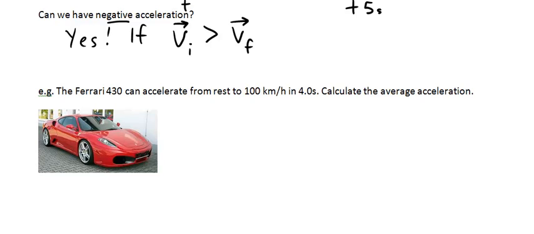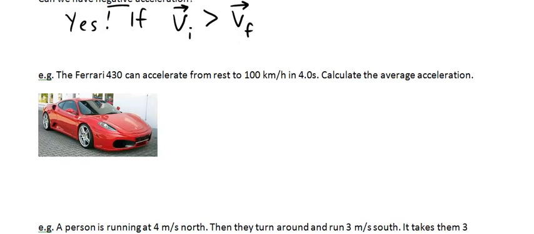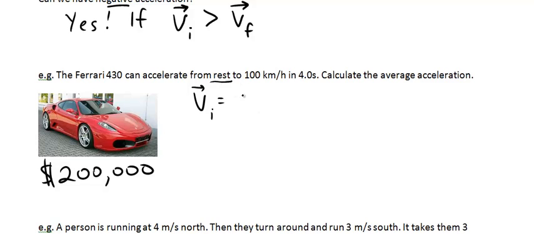Okay, let's do an example. A Ferrari F430. If you have about $200,000 US, you can buy one of these. They go from rest, so 0 kilometers per hour, to 100 kilometers per hour in 4 seconds. Calculate the average acceleration. Okay, so the initial velocity is rest, so that's 0 meters per second.